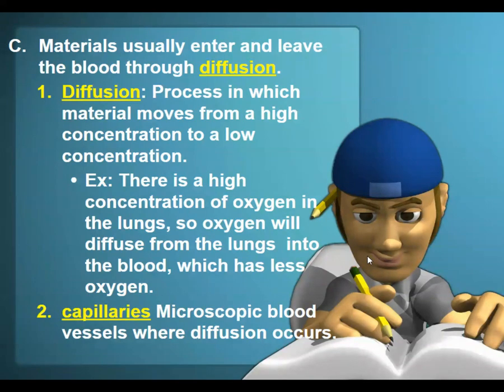Materials usually enter and leave the blood through diffusion. Remember, diffusion is the process in which material moves from high to low concentration. So for example, there's a high concentration of oxygen in the lungs, so oxygen will diffuse from the lungs into the blood where there's less oxygen. You have capillaries, which are microscopic blood vessels where diffusion occurs. They're very thin-walled, very tiny, and it's very easy for molecules to diffuse across that membrane.